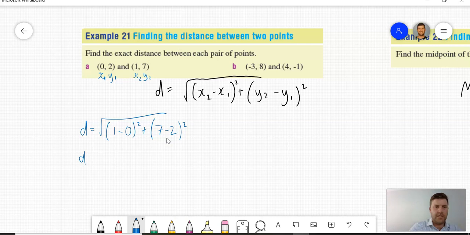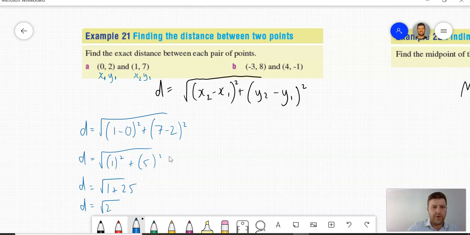Now I'm going to go ahead and do what's inside the brackets. So d equals the square root of 1 take 0, which is 1, all squared, plus 7 take 2, which is 5, all squared. Now I'm going to square those values underneath the square root sign. So d equals the square root of 1 squared, which is 1, plus 5 squared, which is 25. So d equals the square root of 1 plus 25, or the square root of 26.